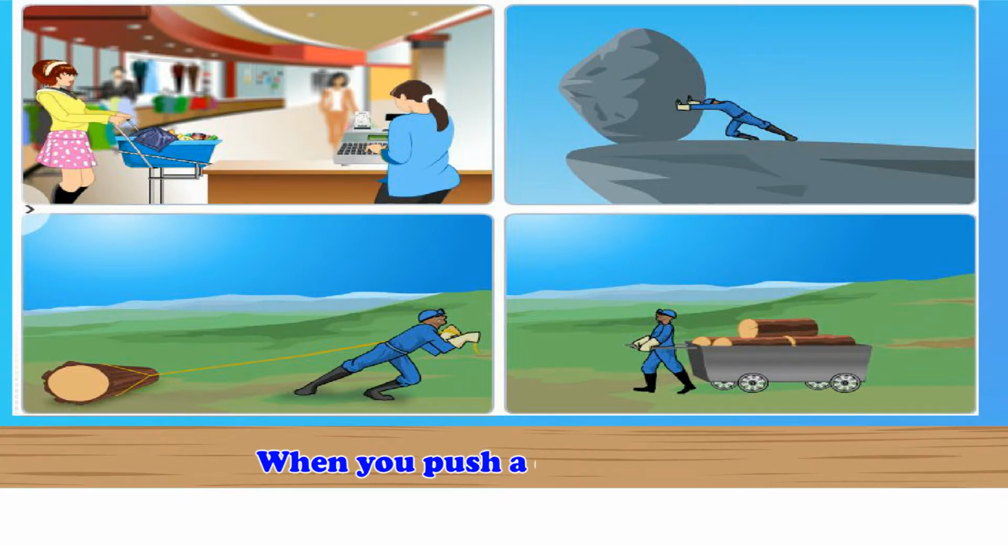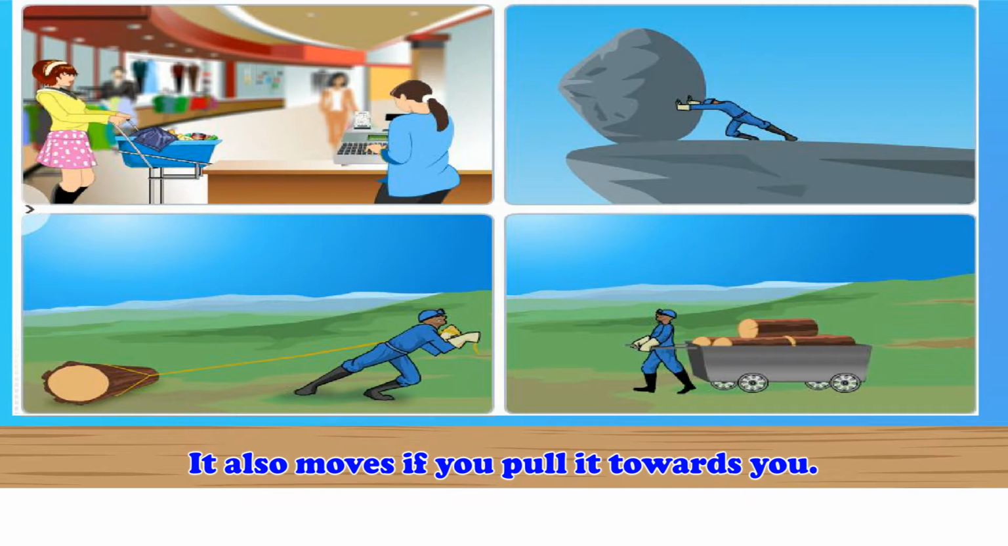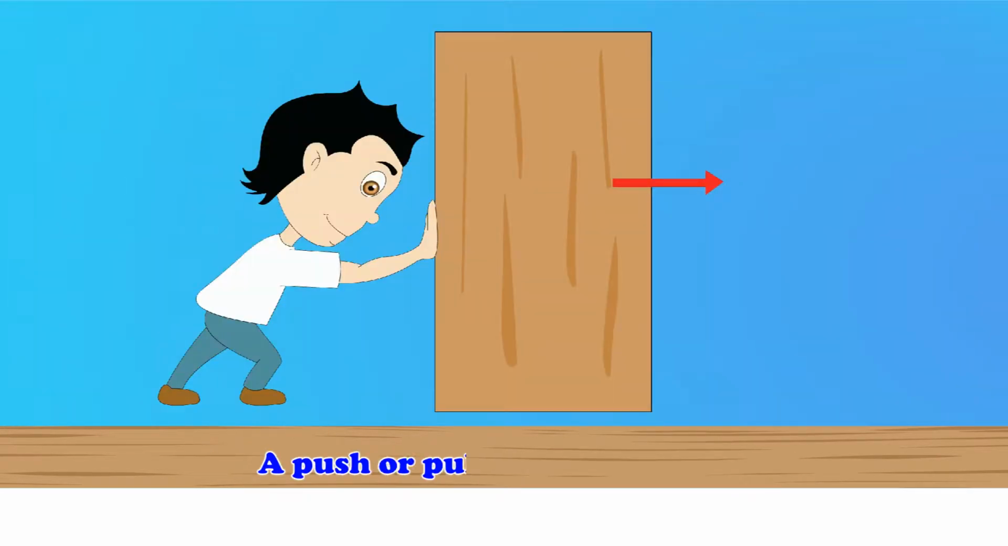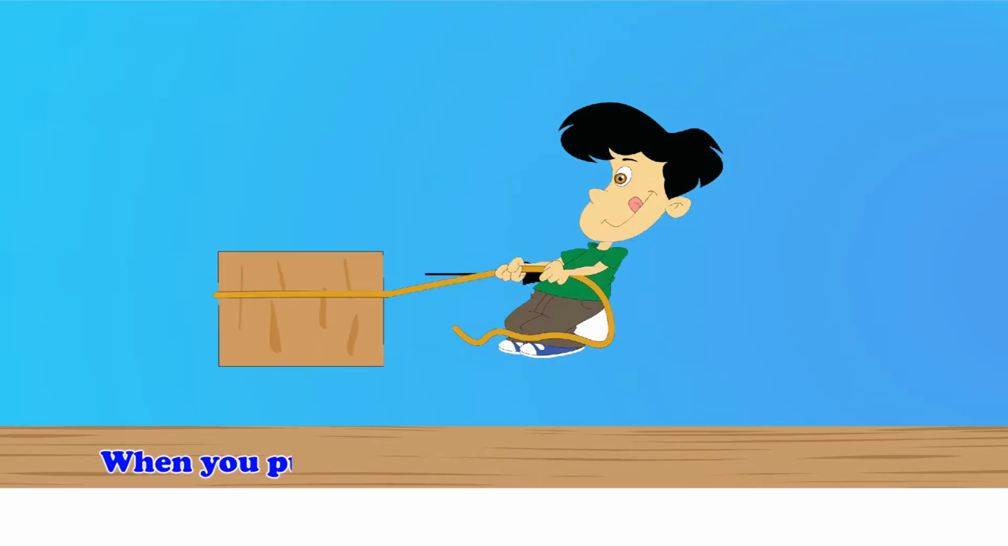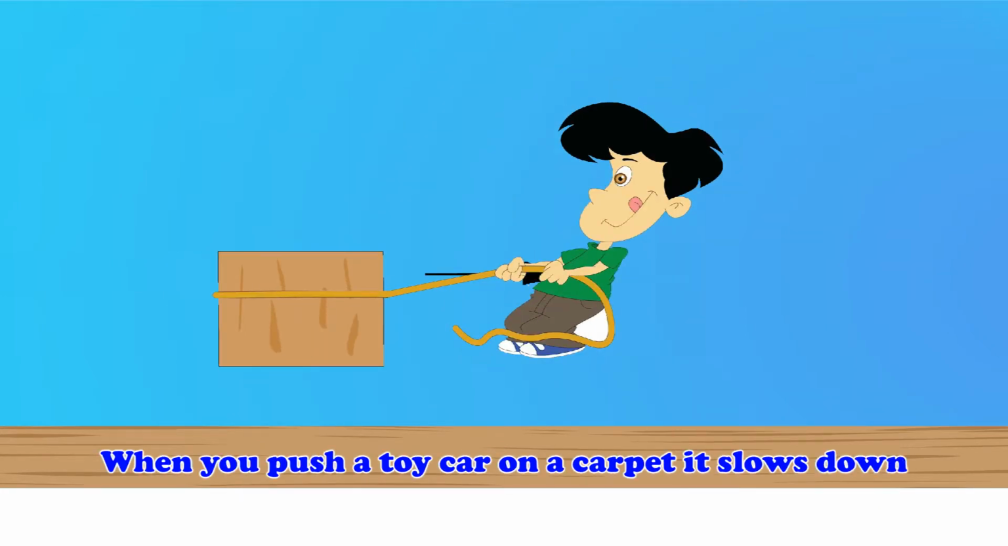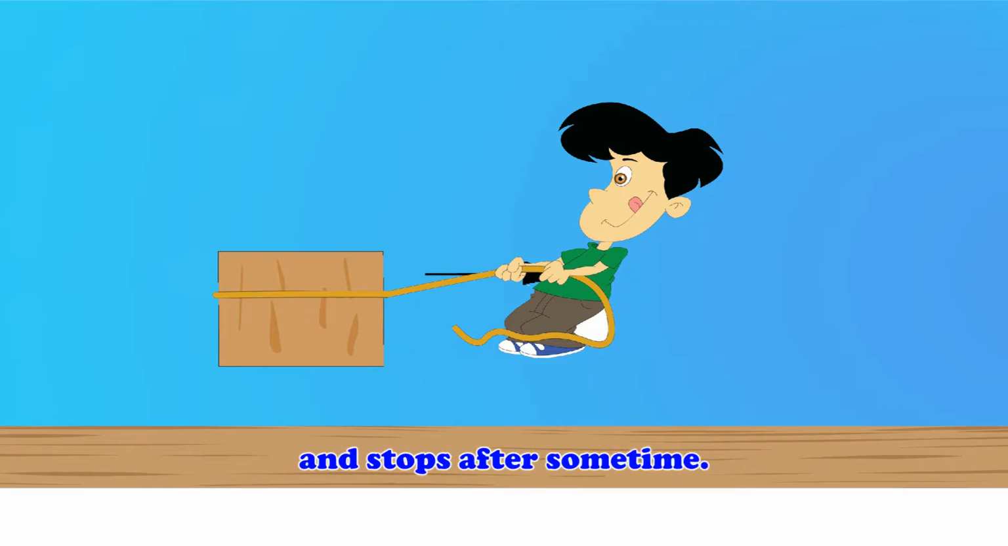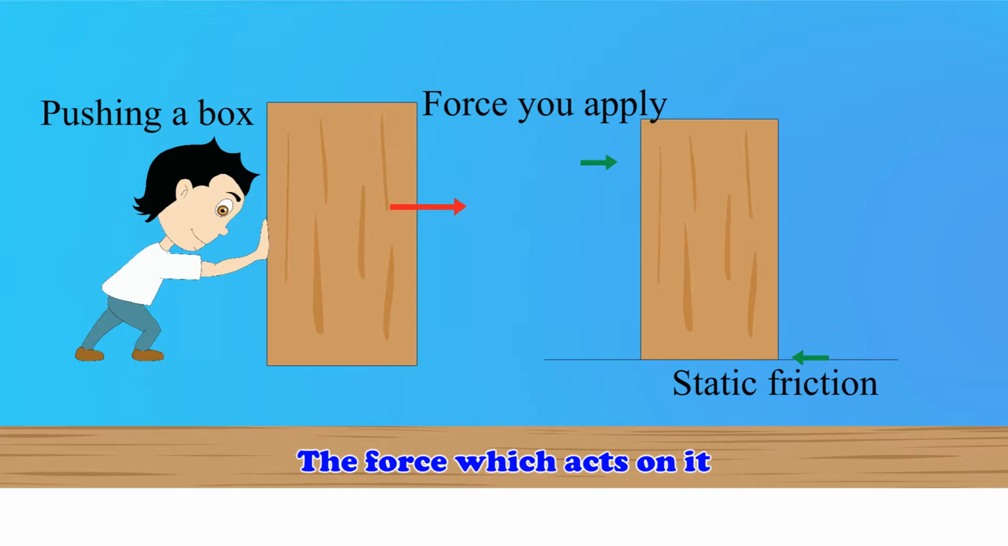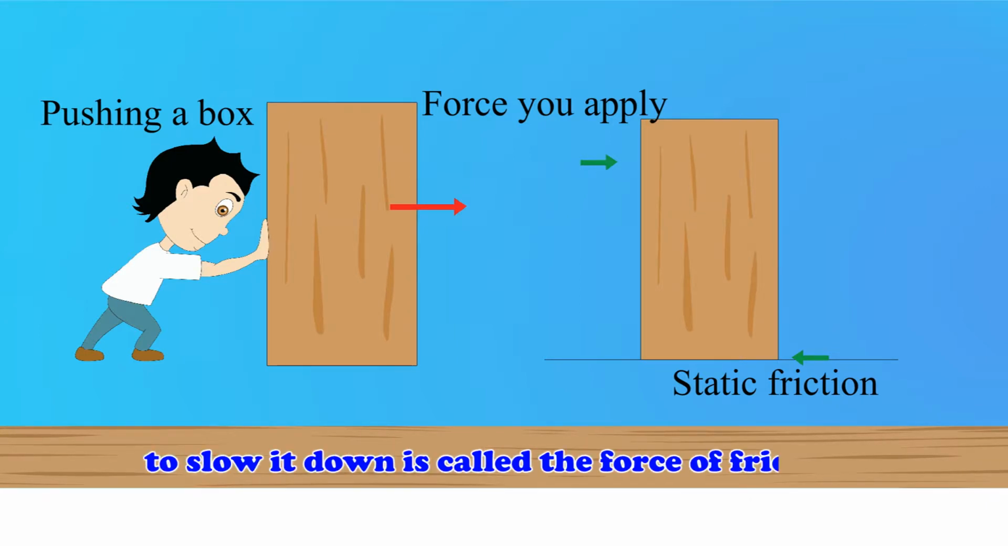When you push a cart, it moves. It also moves if you pull it towards you. A push or pull is called a force. When you push a toy car on a carpet, it slows down and stops after some time. The force which acts on it to slow it down is called the force of friction.